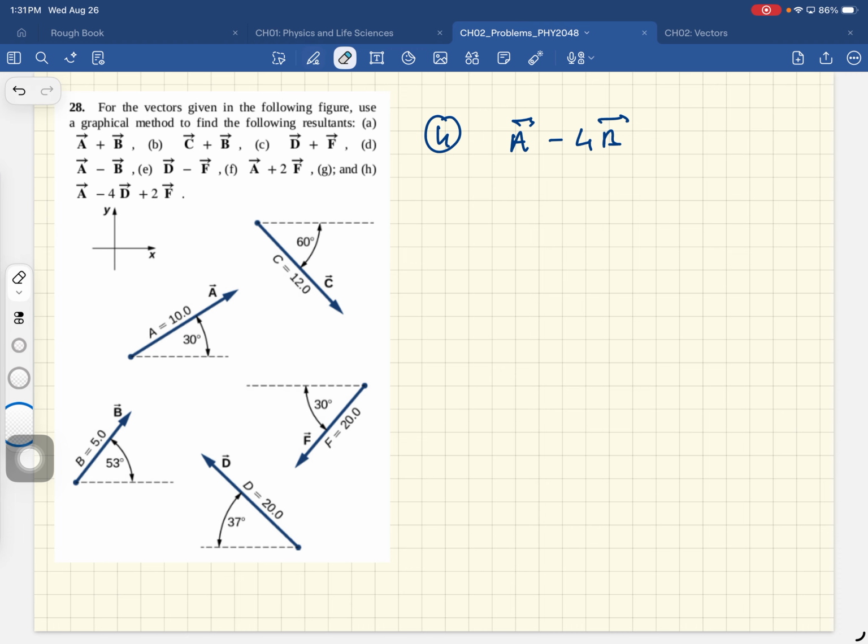All right, so what was the x component of D? It was this guy. And the y component of D was this guy. And this x component is in the negative x direction, and so there's the negative sign. It's negative 16 units, and this guy is positive 12 units.